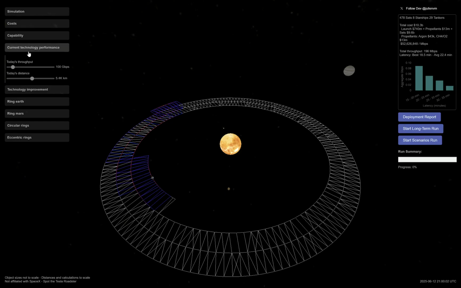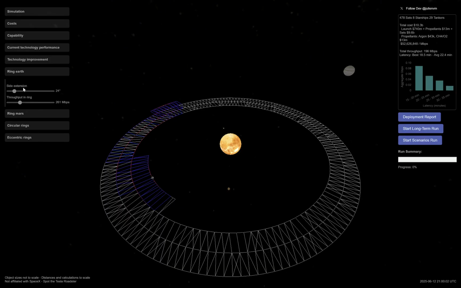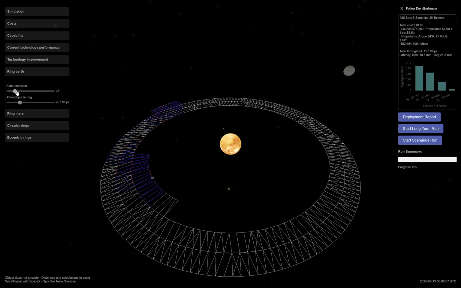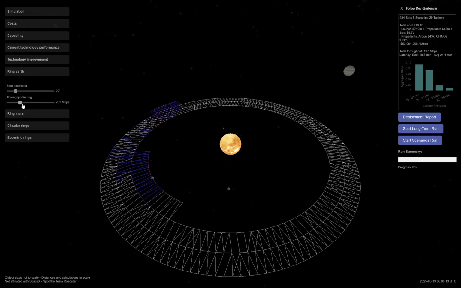This is the current performance of the technology. This is preset on the known Starlink laser technology, but we can also improve this with the technology improvement sliders here. Here we can set the ring of Earth. So this ring here, which is a partial ring, you can extend it or reduce it. It extends above, like either side of the Earth. You can make it full as well, and you can also set the throughput in the ring, which is the case for any rings.